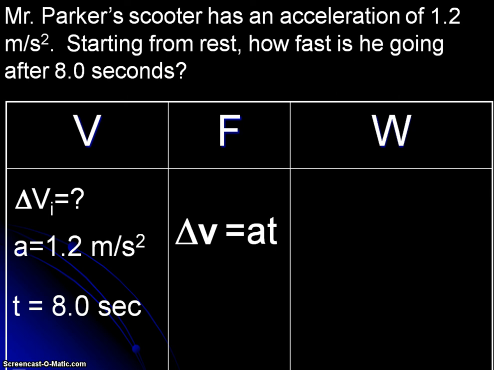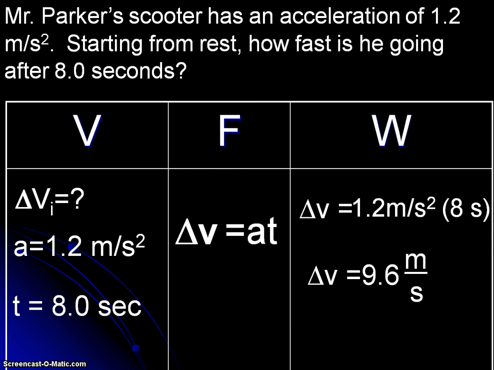Okay, so hopefully you've worked through the solution. It's really pretty simple, 1.2 times 8. This second cancels out the squared on the bottom, so we're left with just meters per second, which makes sense because we're looking to calculate a velocity.